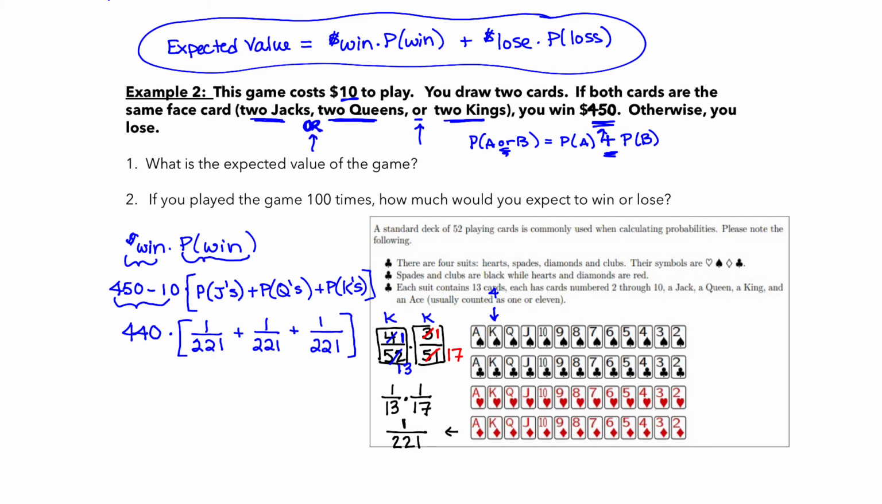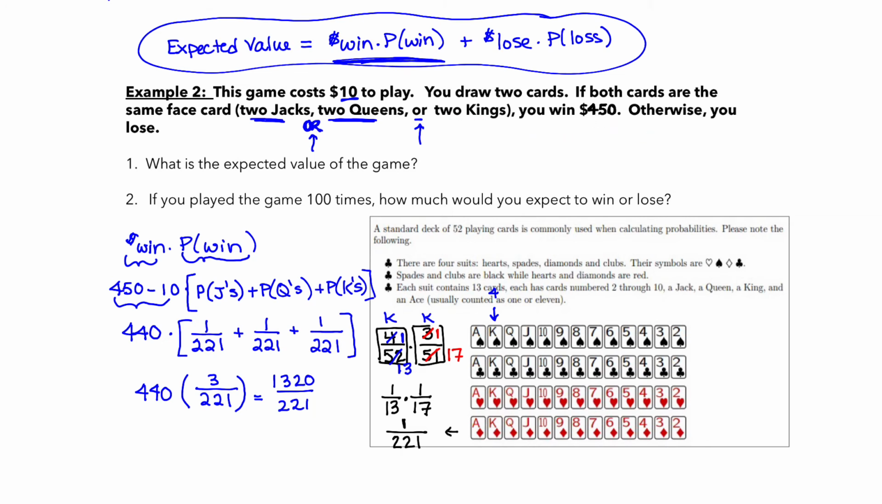Oh, so putting this all together, what does that tell us? So this is a doozy. This one's a long one. That tells us we take 440 times, and now I have 3 fractions, all with a common denominator. So I add my numerators, 1 plus 1 plus 1, which is 3. And then I'm going to take 440 times 3. And when I take 440 times 3, that gives me the numerator of 1,320 out of 221. This was the win portion in my expected value problem.